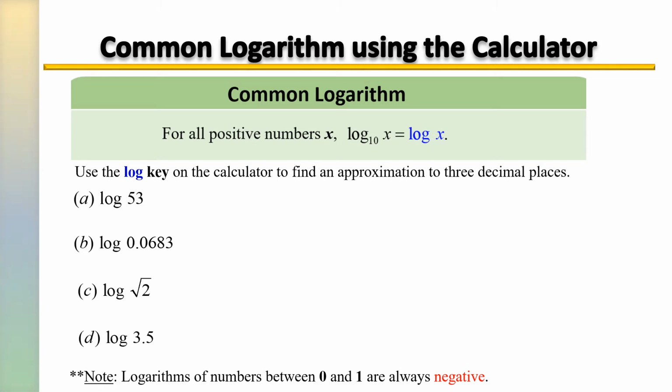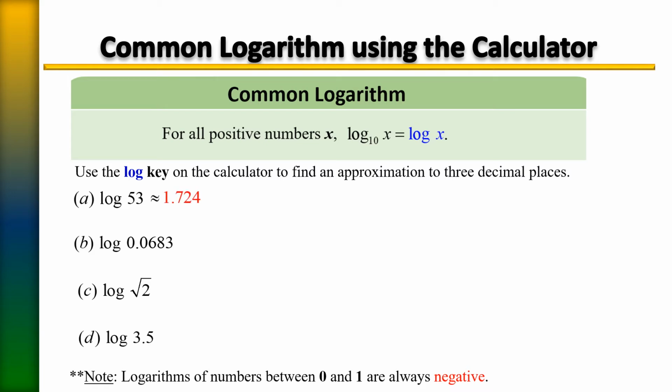All right, so let's do some more practice with that log key. I want you to go ahead and find log 53, so log base 10 of 53. Again, you don't have to put 10 or anything in there because you automatically have that log key, so it knows that it has a base of 10. You'll just need to press log 53. The output you should get there is approximately 1.724. Go ahead and find the log of the decimal there, the second example.